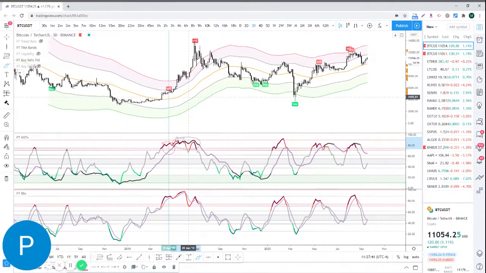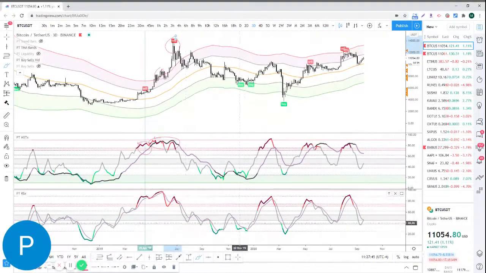Start looking for shorts, man. Start looking for shorts. You know, start looking for longs. Start looking for longs. Start looking for shorts.